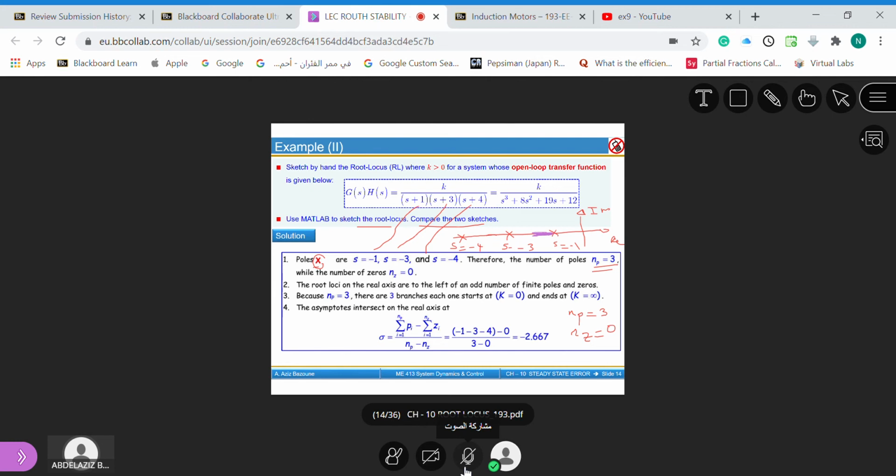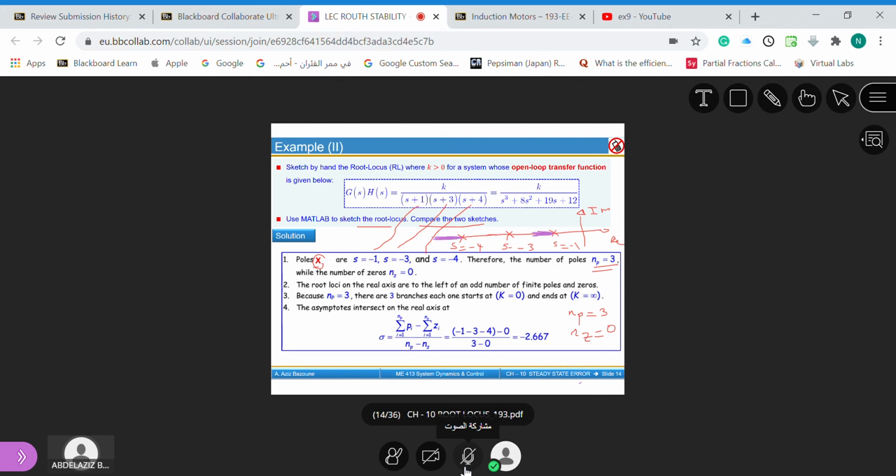So here we are seeing that there is no root locus from here, and there is root locus from here, because we said an odd number of singularities. First singularity, second singularity, third singularity. So the root locus is located from here. It comes from here, then increases and goes from here.